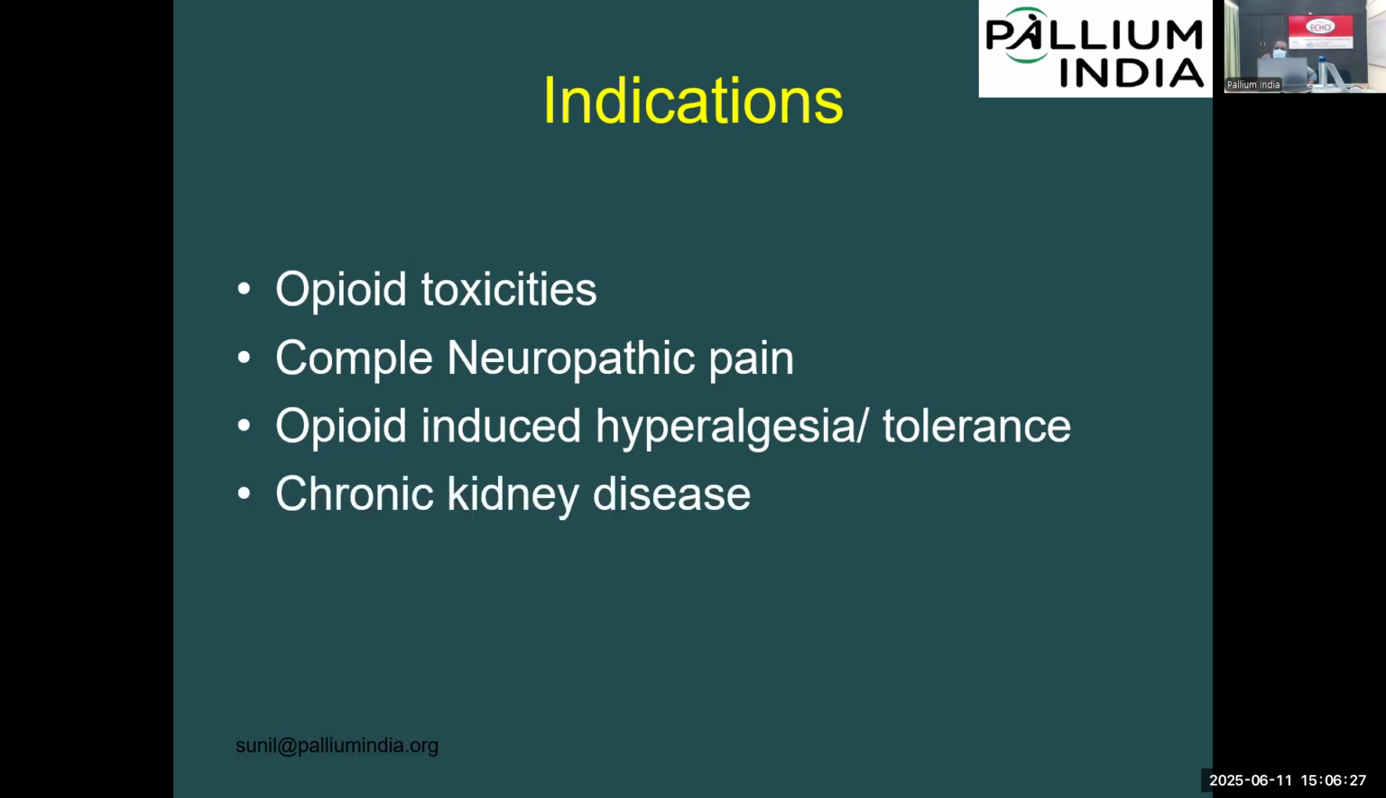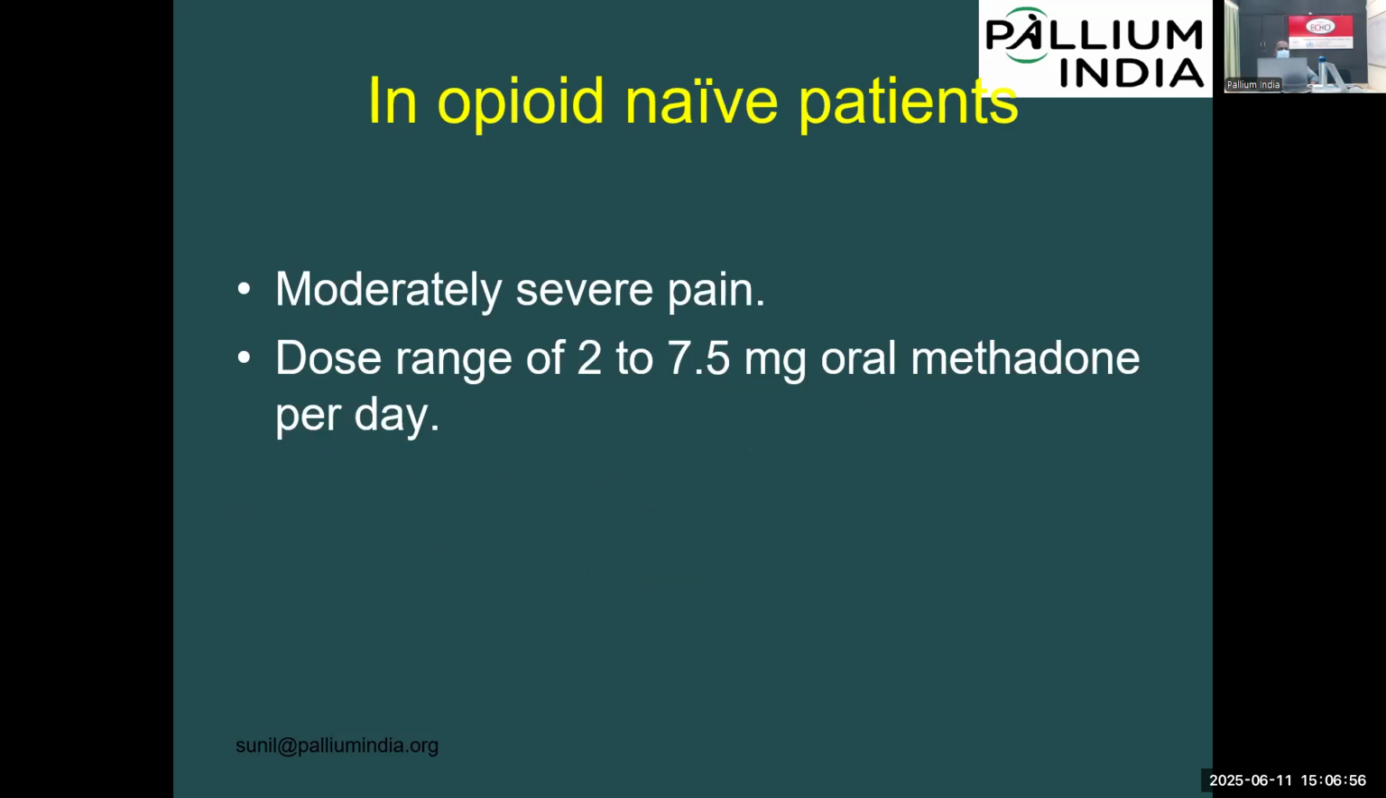And patients who have chronic kidney disease with severe pain. We know that in chronic kidney disease, morphine gets accumulated and it produces neurotoxicities. So methadone would be a choice in such patients. And allergy to other opioids. Some patients might develop anaphylactic reactions to morphine or fentanyl or any other opioids. In such patients, you can use methadone.